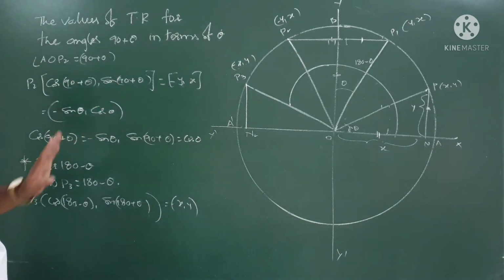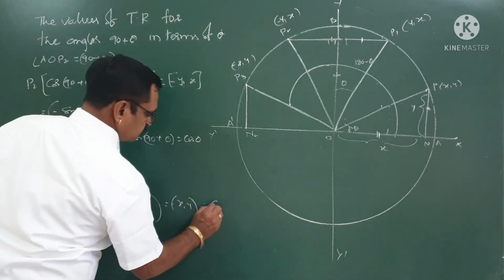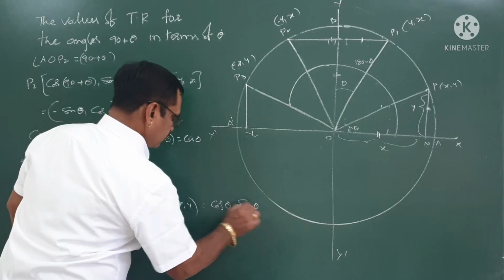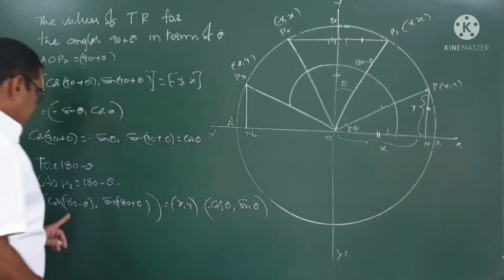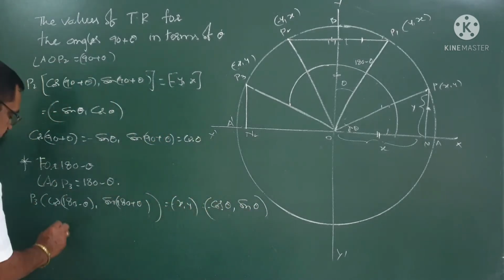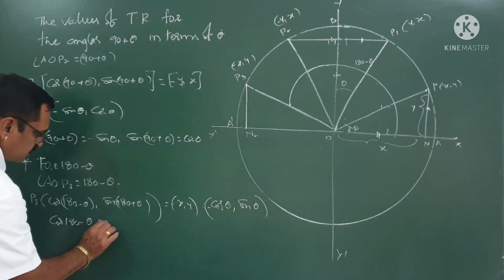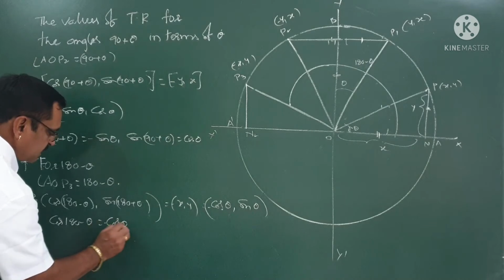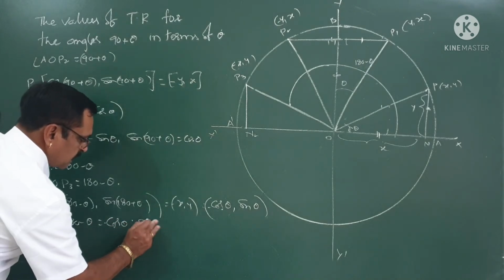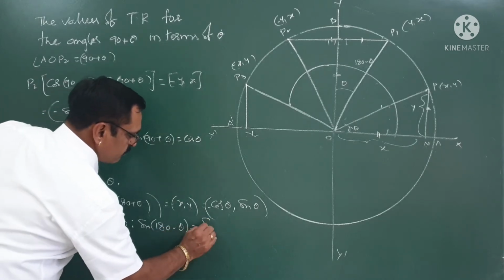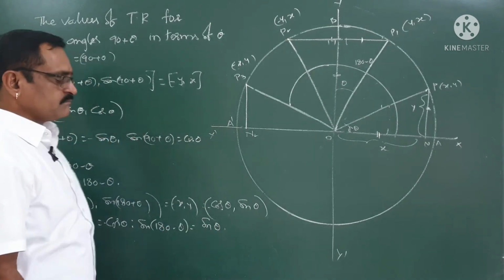But x is equal to cos theta, and y is equal to sin theta. Now comparing these two, we have cos of 180 minus theta is equal to minus cos theta, and sin of 180 minus theta is equal to sin theta.